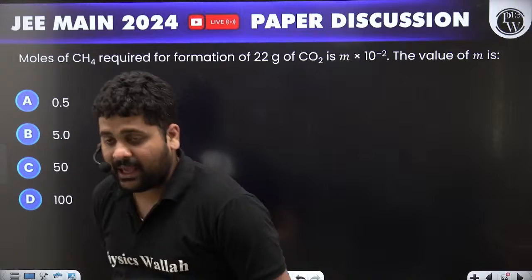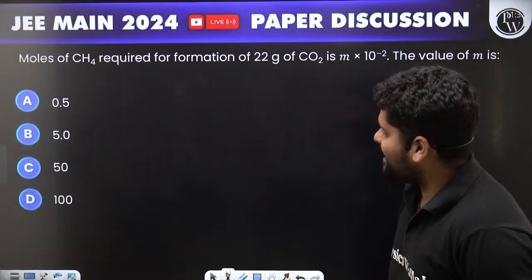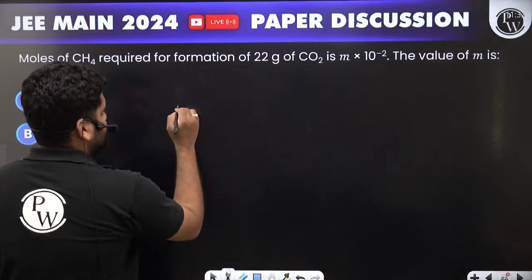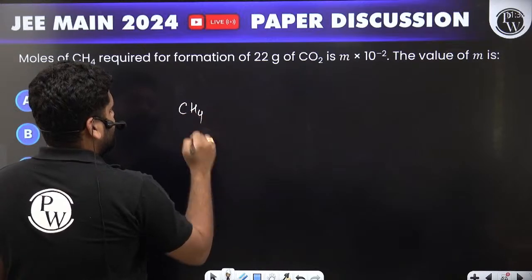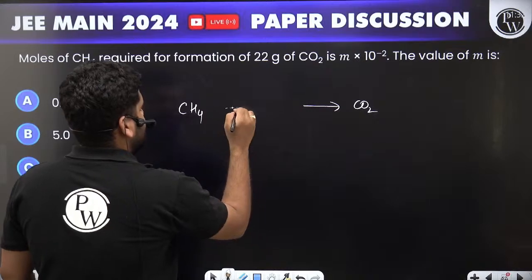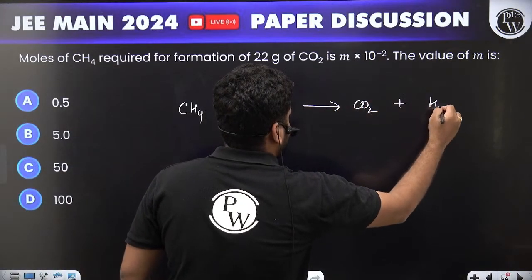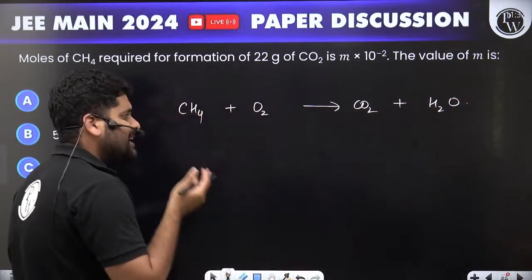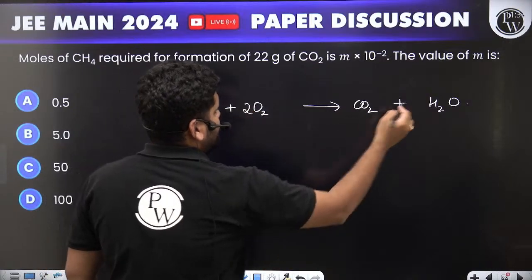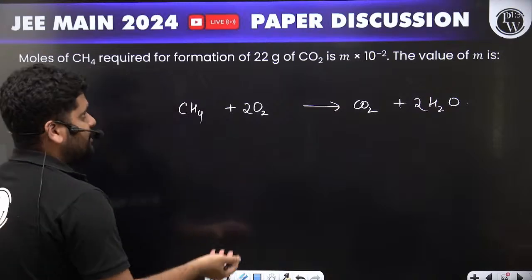Now see, questions in the JEE exam are asked like this. We have methane. Methane is required for formation of CO2. From methane, how would you form CO2? By combustion. CH4 plus O2 gives rise to CO2 plus H2O. Anyone can do this. Balance this: CH4 plus 2O2 gives rise to CO2 plus 2H2O.